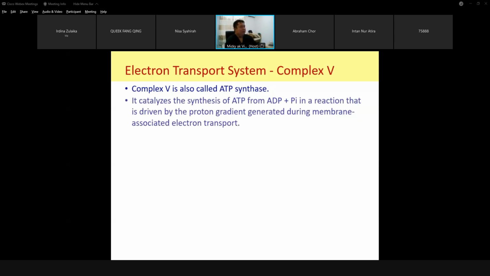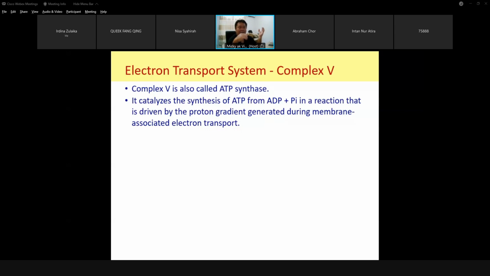In complex number 5, what happens is that complex number 5 catalyzes the synthesis of ATP from ADP. So this is where ATP will be produced, from ADP. Actually, when you look at ATP production, there are a few ways ATP can be produced. ATP can be produced not necessarily in complex number 5. Don't get it wrong. Don't think all ATP is produced in complex number 5. Not necessarily. ATP can also be produced in the cytoplasm.